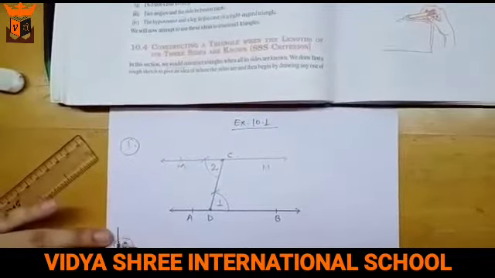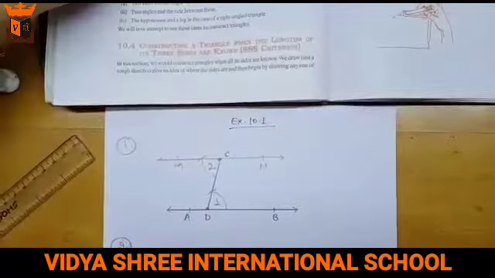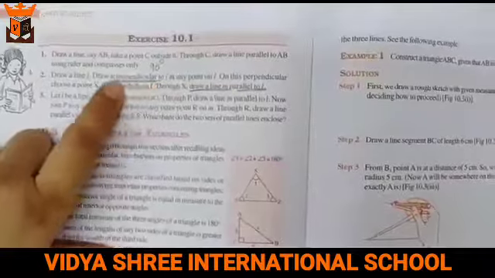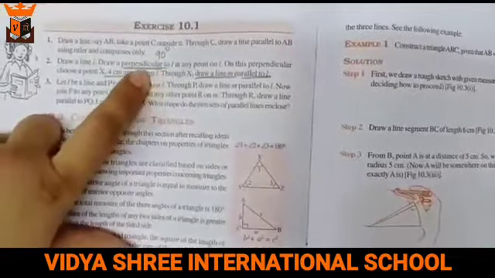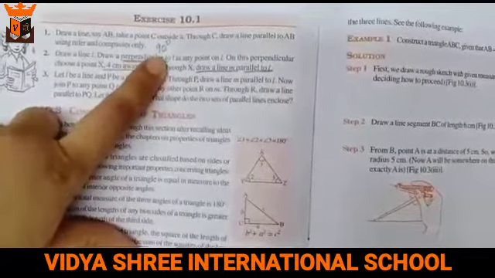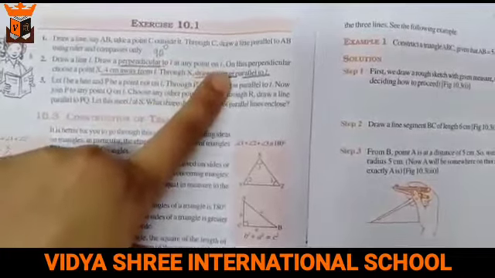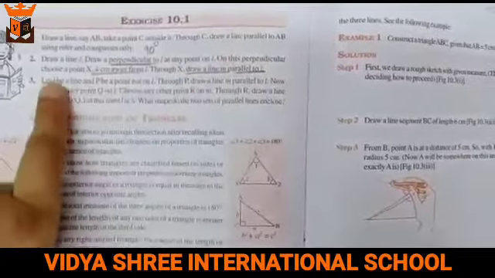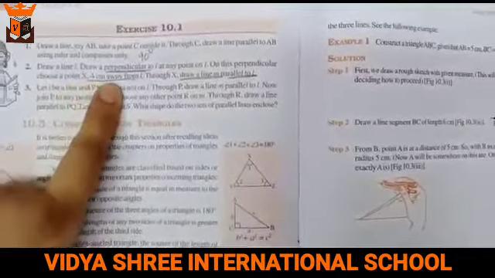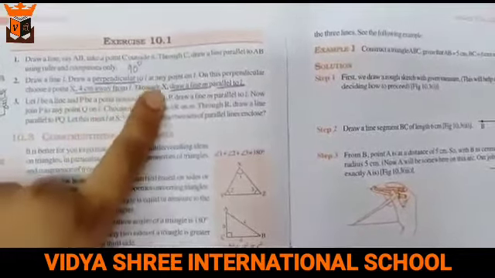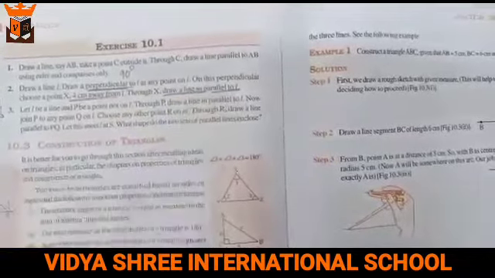Now come to question number 2, that is draw a line L, draw a perpendicular to L. This perpendicular means what, class? Perpendicular means a 90-degree angle at a point on L. Okay, on this perpendicular choose a point X 4 cm away from L. Through X draw a line M parallel to L.